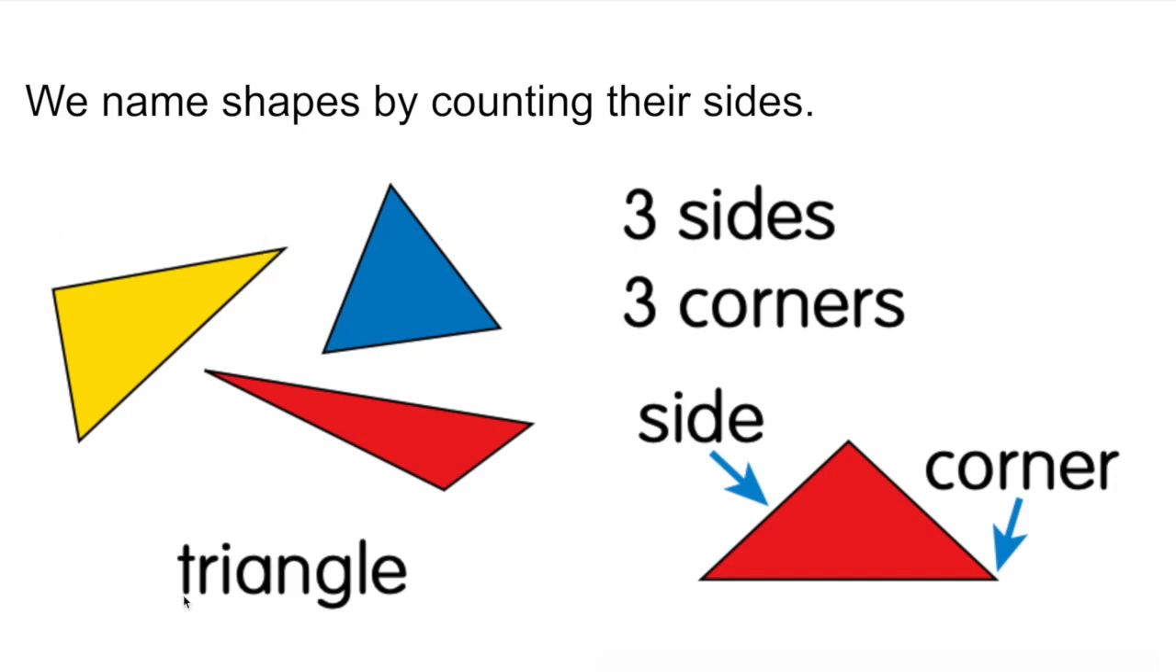Now, in the word triangle, that beginning part, tri, means three of something. For example, if you've ever seen a tricycle, that's a bike with three wheels. The name triangle actually means three sides. Well, it means three corners, but you can name it by looking at the sides. Some people prefer to count the sides. Some people prefer to count the corners. When we describe shapes in math, we usually talk about counting the sides.